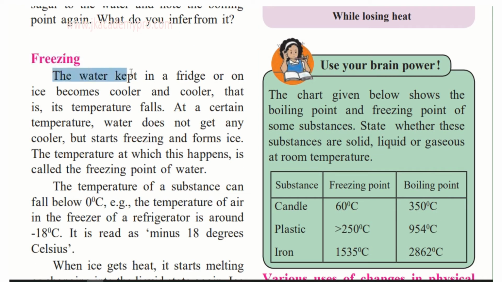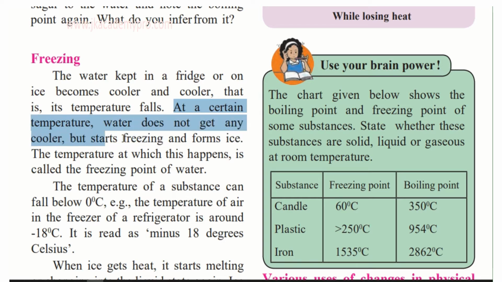So the water kept in a fridge or on ice becomes cooler and cooler. That is, its temperature falls. So we say the temperature is falling. When it becomes hot, the temperature rises. We know by the scale in the thermometer. So it rises. Now, at a certain temperature, water does not get any cooler but starts freezing and forms ice.